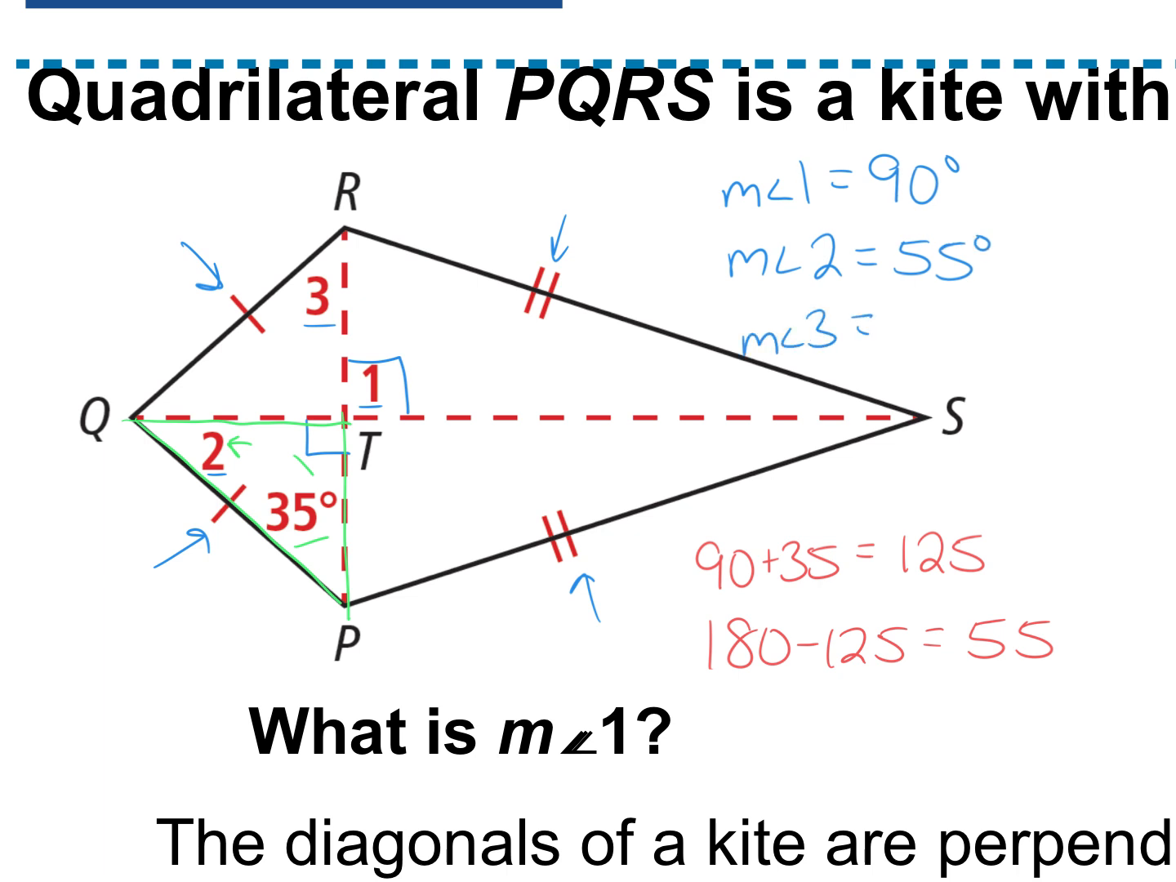What do we think about the measure of angle 3? It is 35. You can assume symmetry here. Since this angle here is 35, this angle over here is also going to be 35. Similarly, since we said angle 2 is 55, what do you think this one is? Also 55. So you can assume the symmetry there in the corresponding parts. Go ahead and try example 2, A and B.